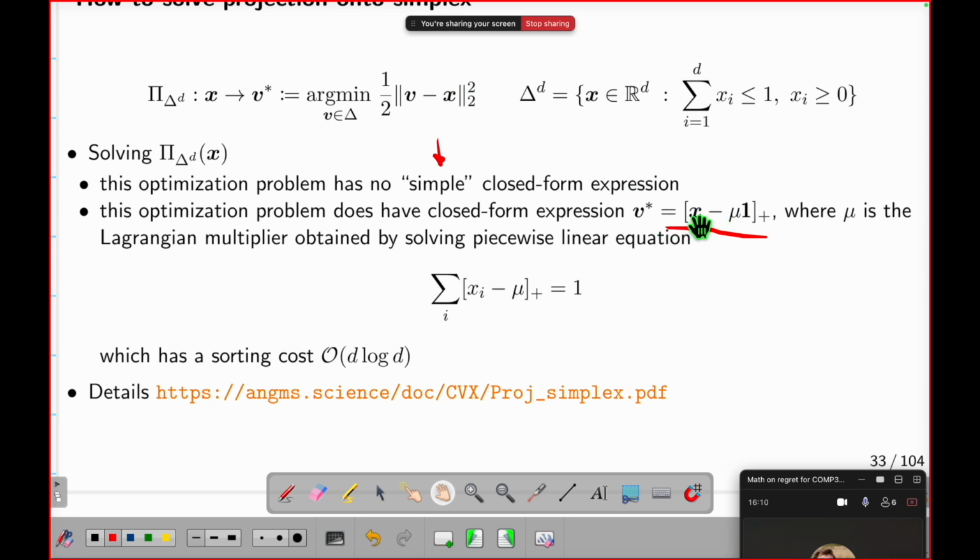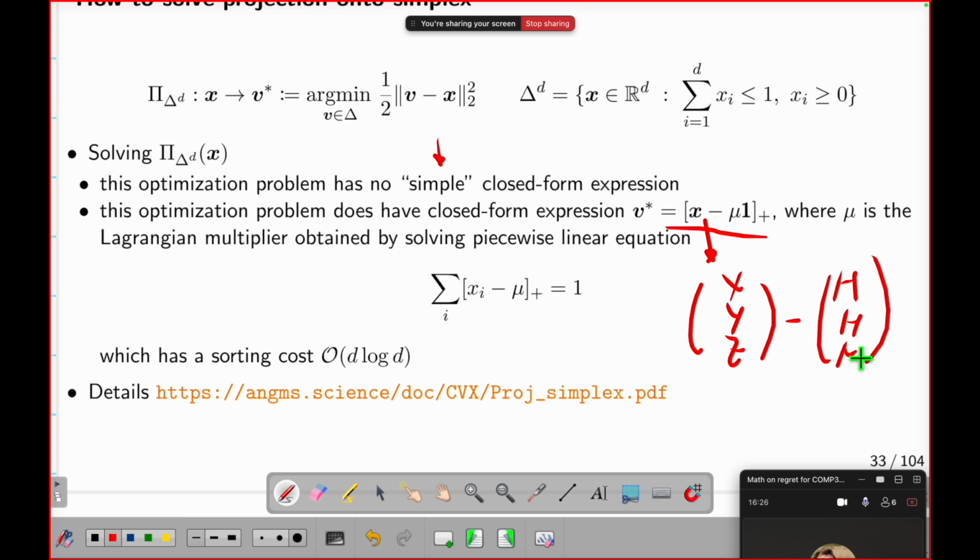It's everything in x minus a number multiplied by 1. So what the heck is that? I have x, y, z. This is my input. The solution, that means projecting x onto a triangle, will be everything minus mu, mu, mu. Okay? And then what? Everything, if this is negative, go to 0. Positive, keep the value. This will be the closed form solution of this projection.